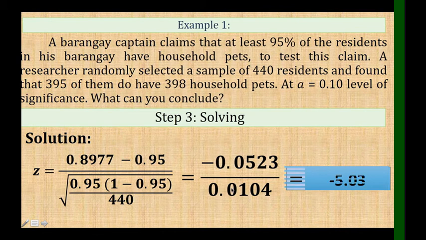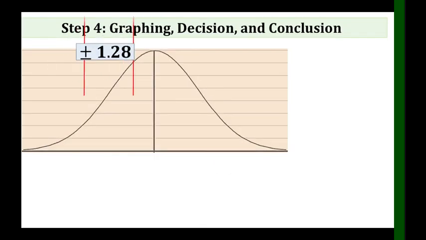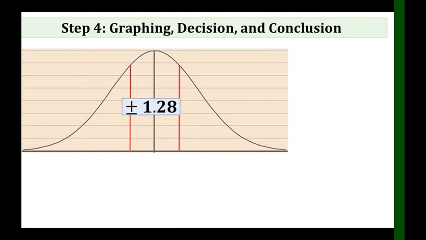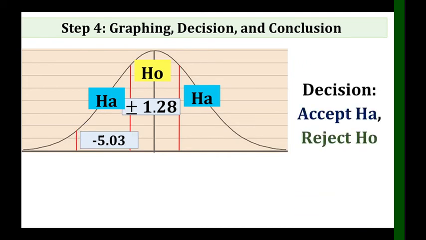Divide the 2, you will get negative 5.03. From this answer, okay, let's compare our critical region. So, the critical region that we have is positive negative 1.28. Kapag nasa loob siya, we will accept HO. Pag nasa labas, we will accept HA. So, ang ating answer is negative 5.03. Therefore, we will accept HA and therefore reject HO.